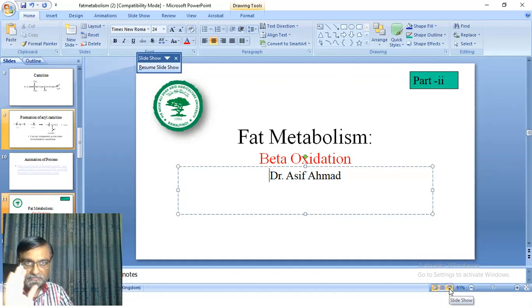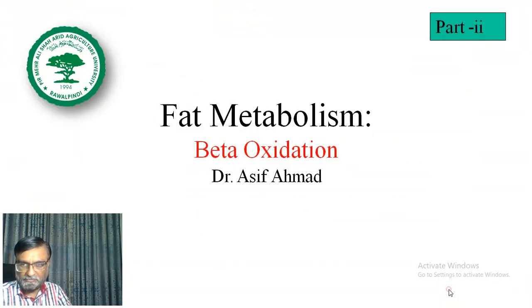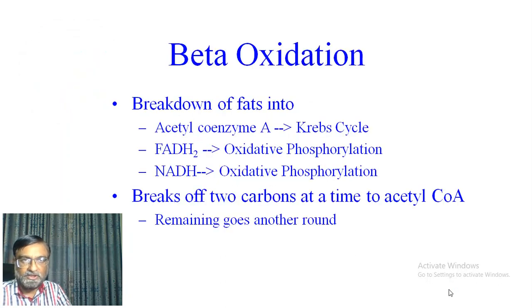Hi guys, today we will be discussing the fat metabolic process. We have started from the previous lecture about the fat metabolic process, and today we will be going to discuss the beta oxidation process. Basically, this process is meant for energy liberation from the fats, and what are the steps in it?